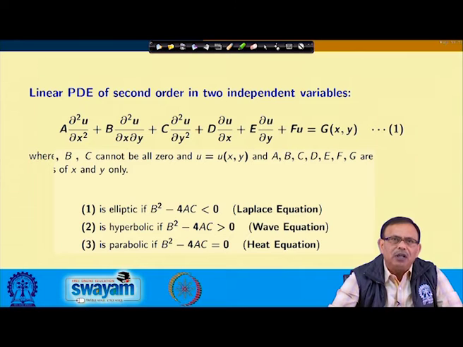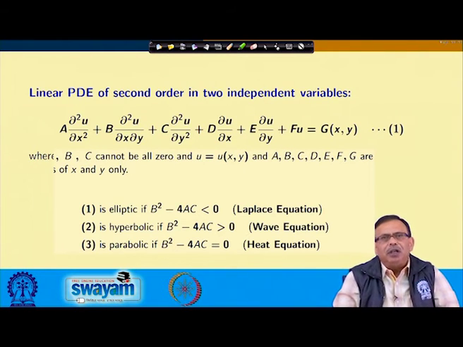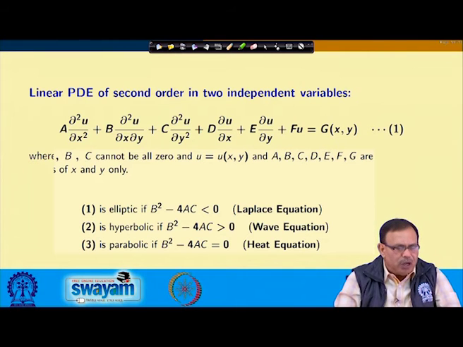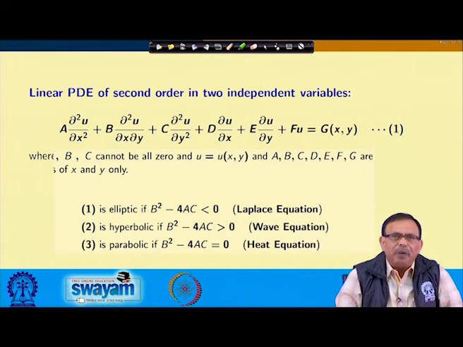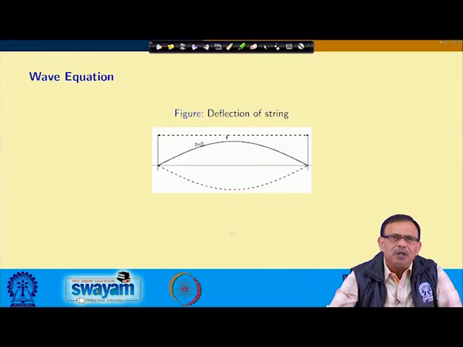So, the general second order equation, we are writing this F of u, that is nothing but a function of x, y, u, del u del x and del u del y, and a, b, c cannot be all 0. It is elliptic if b square minus 4ac less than 0, which we call as Laplace equation, hyperbolic if b square minus 4ac is greater than 0, which we call as the wave equation, and parabolic if b square minus 4ac equals 0, which we call as the heat equation. Let me explain these terms a little bit.